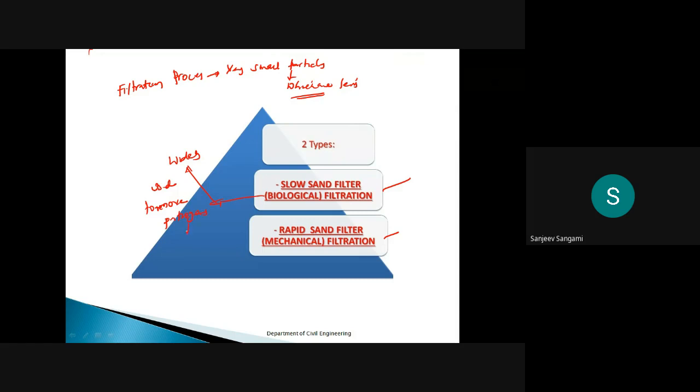Most of the bacteria, algae, and protozoa are removed in this slow sand filter process. And the rapid sand filtration process is a mechanical filtration process where you will not remove any pathogens here, but you can remove the remaining solids which escaped from the coagulation as well as the sedimentation process.